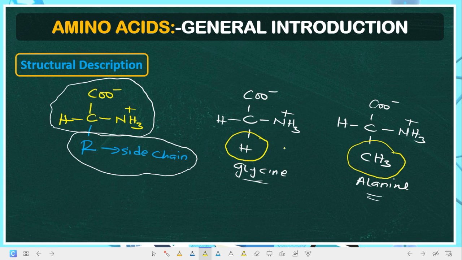Glycine, which is an example of an amino acid, is different from alanine, which is an example of another amino acid, only by changing the side chain. This one has hydrogen on the side chain, and this has CH3 on the side chain. So that is the structural description of what the amino acid is all about. Now, most amino acids are regarded as alpha amino acids. Why do you think they are regarded as alpha amino acids?